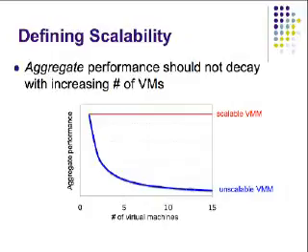Okay. So let me start off by defining scalability, and I'm going to define this in terms of an aggregate performance metric. So for some given workload, let's say a web server workload for the sake of concreteness, what we're going to do is sum across the performance of all of those virtual machines, giving us the aggregate performance. And if the system is scalable, we want the aggregate performance not to decay simply by adding more virtual machines to the system.